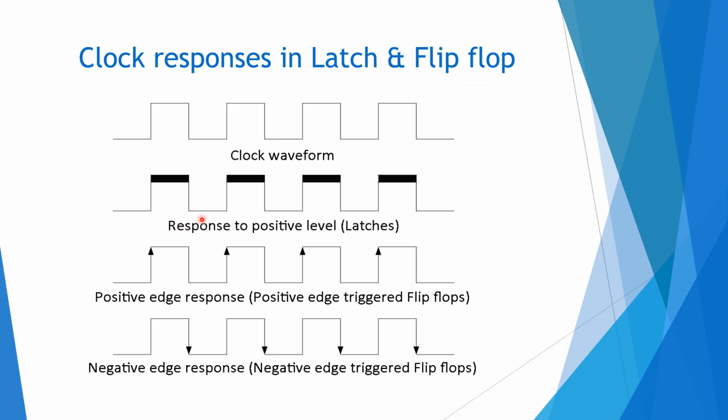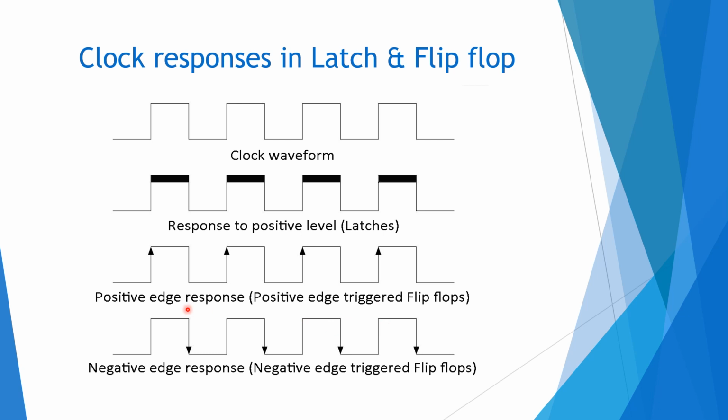So this is the response of the latches to the positive level of the clock. The latches become transparent, as we call it. The output of the latches is enabled when the clock waveform is high. So at these times the output of the latches is enabled. That is shown in black color here.